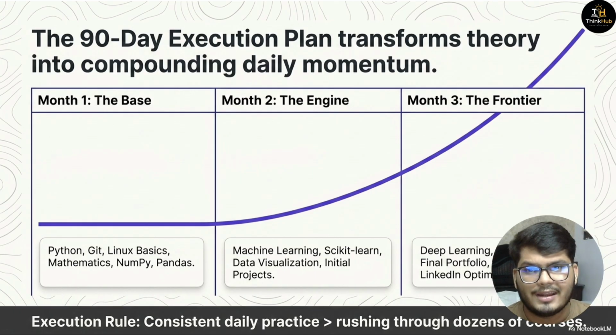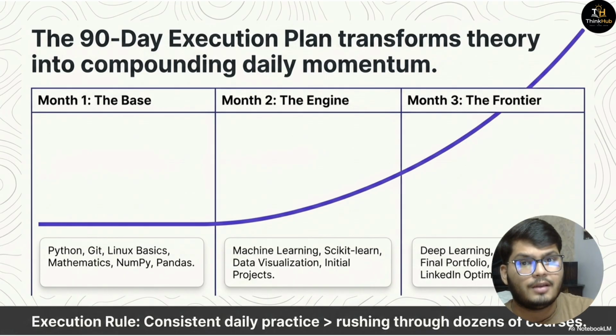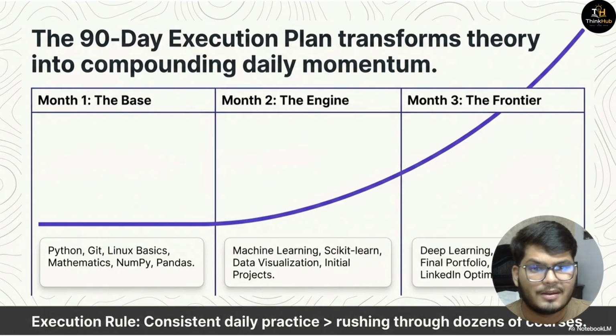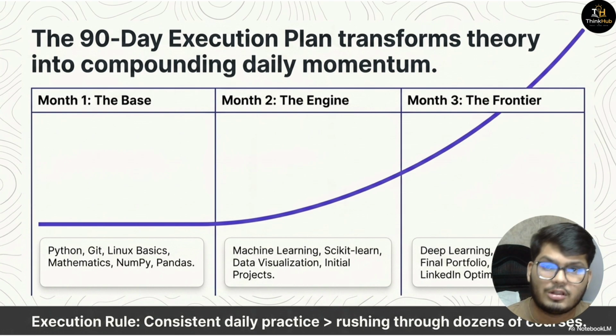And this is the 90 days execution plan. In the first month you have to build the base, I have told you that, Git, Linux and all. And on the second month you learn the Python libraries, and the third month is the frontier month. These 90 days are basically the basics only, basics of deep learning, machine learning, generative AI, and final portfolio, LinkedIn optimization and all. So you can execute this plan to learn the basics of all things.